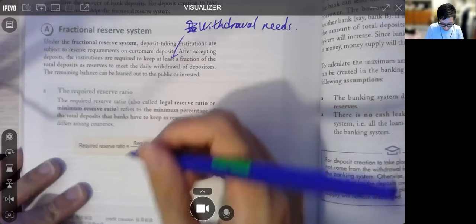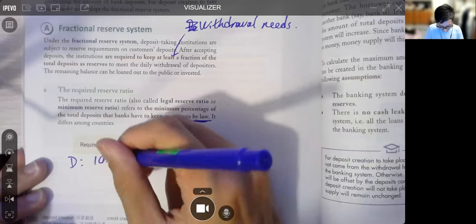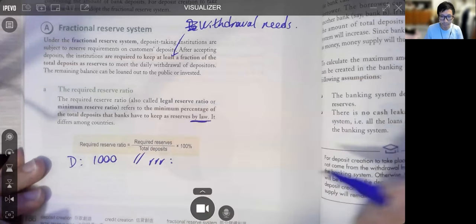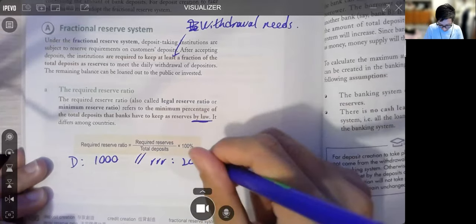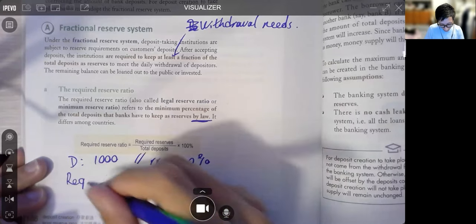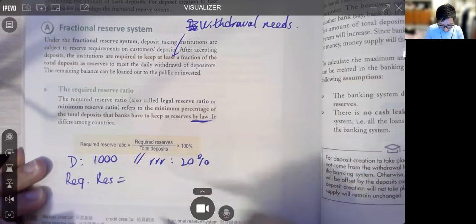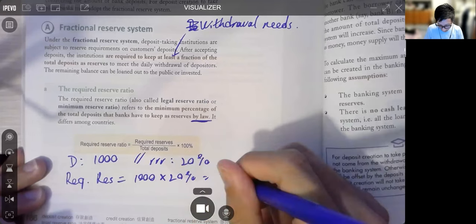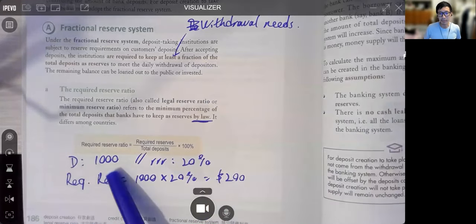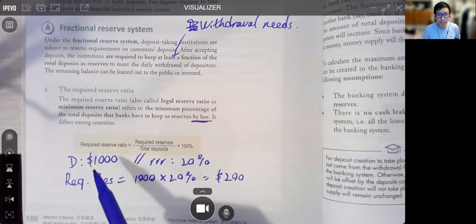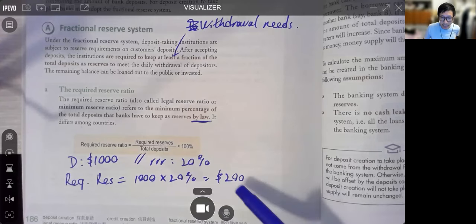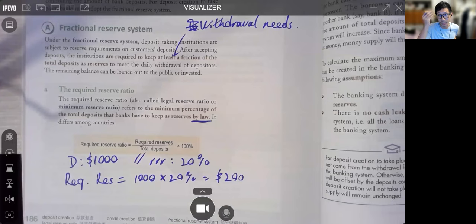Let's say for example, now a deposit of 1,000, while it is given that the required reserve ratio in our case would be let's say 20%. Therefore, the required reserve would be exactly 1,000 times 20%, which in our case would be 200. What does that mean? If someone puts in 1,000 deposit, then the bank by law is required to keep at least 200 at hand. As reserve.